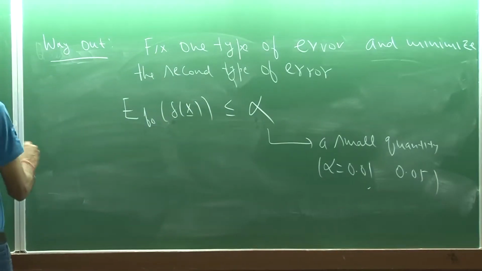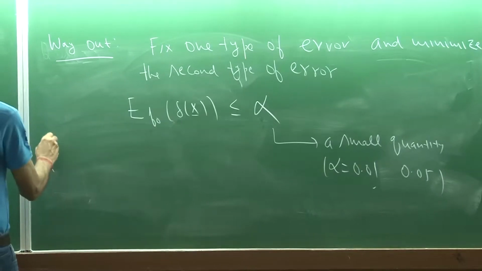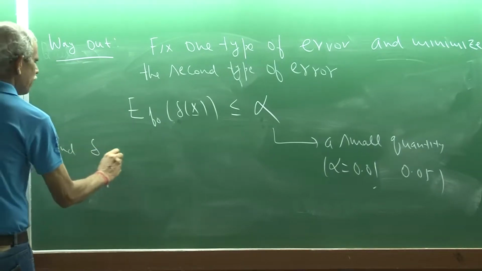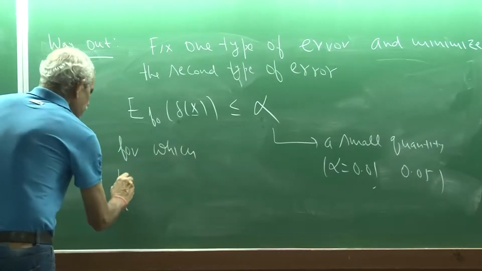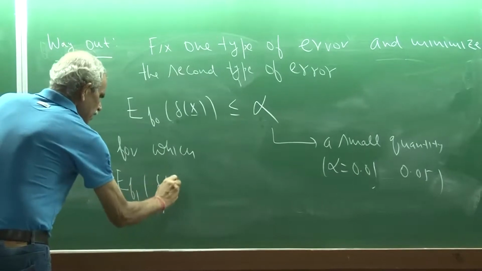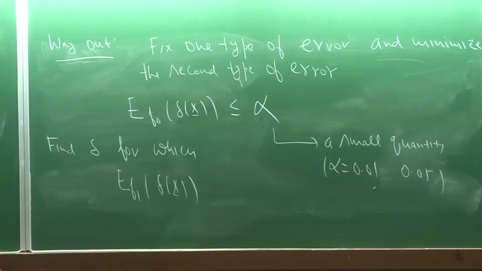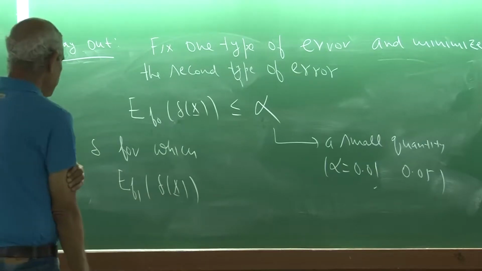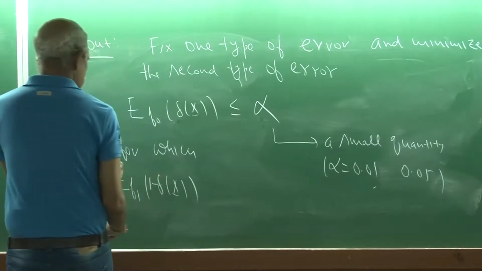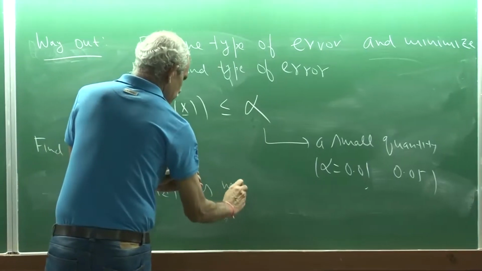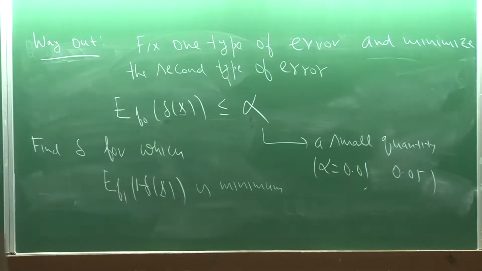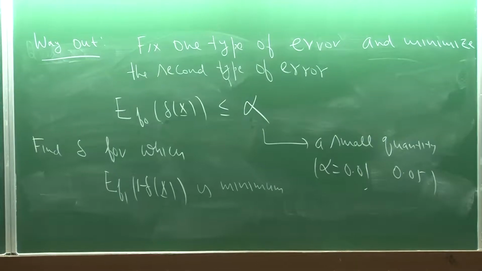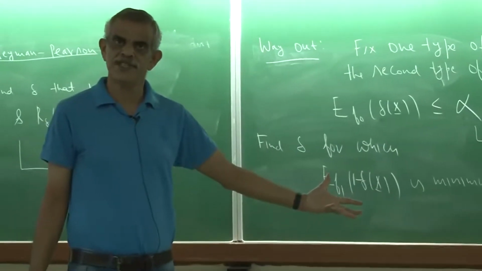And then find delta for which the second kind of error, which is E_F1 of 1 minus delta(x), which is basically 1 minus power, is minimum. Or in other words, E_F1 delta(x) is maximum, E_F1 delta(x) is nothing but power, is maximum. And that is exactly what you do in the Neyman-Pearson theory.